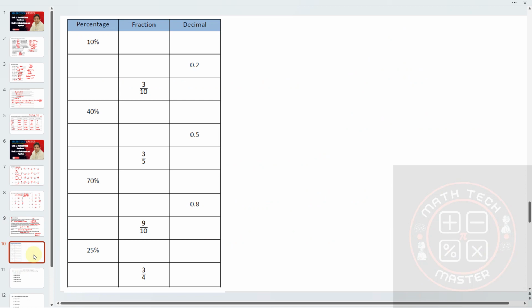The next type of question we have is about equivalence, where the percentage, fraction and decimal are equal to each other. We know that percentage means out of 100. So 10% means 10 out of 100. Have we not written it in the fraction already? Yes, it is in the fraction. So whenever we have a percentage and we want to change it into a fraction, we can simply add over 100 to change it into the fraction.